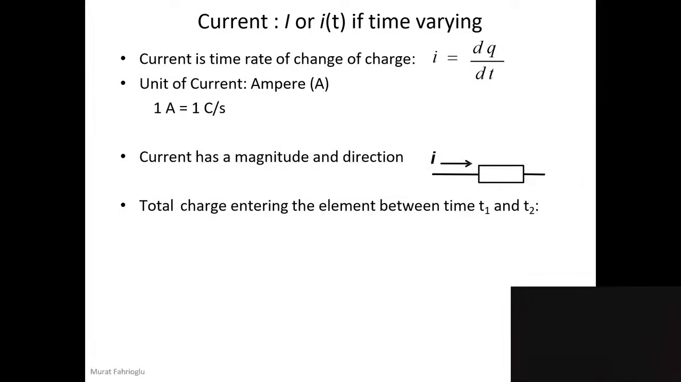So the unit of current is ampere, indicated by capital A. 1 ampere is equal to 1 coulomb per second. So current has a magnitude value, that is, a numerical value like 1 ampere, 10 ampere. That's why it has a magnitude, and it has a direction also, marked by an arrow. So it has a direction value.